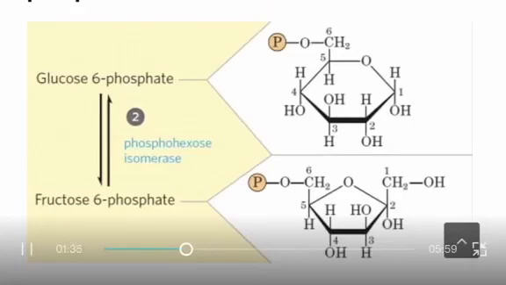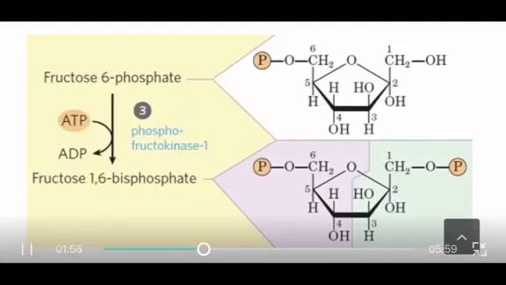Step number 2. Isomerization of glucose 6-phosphate. Glucose 6-phosphate is reversibly isomerized to fructose 6-phosphate by the enzyme phosphohexose isomerase. This reaction involves a shift of the carbonyl oxygen from carbon 1 to carbon 2, thus converting an aldose into a ketose.